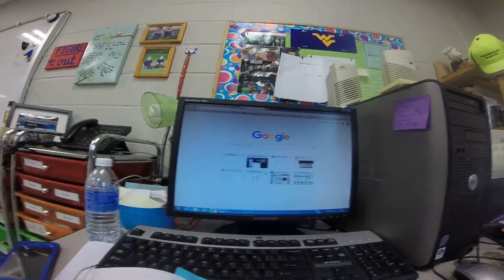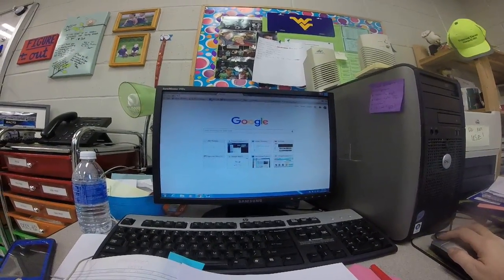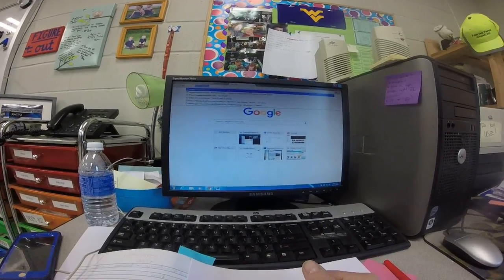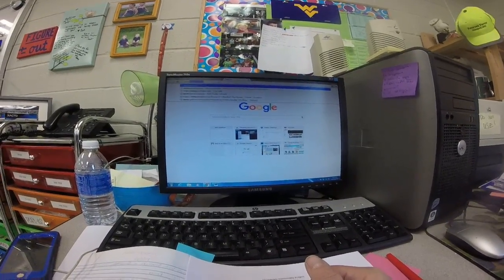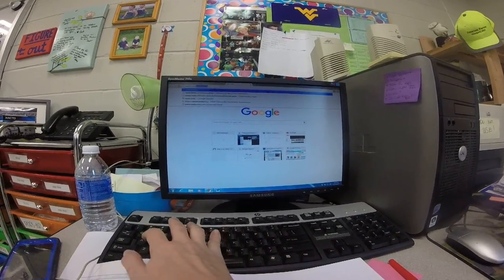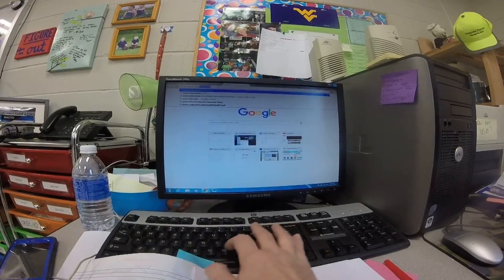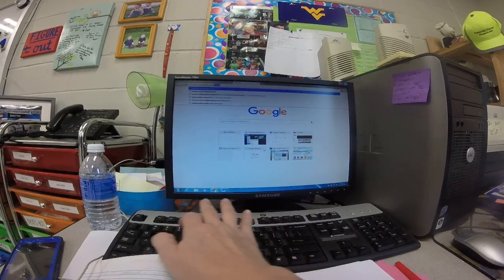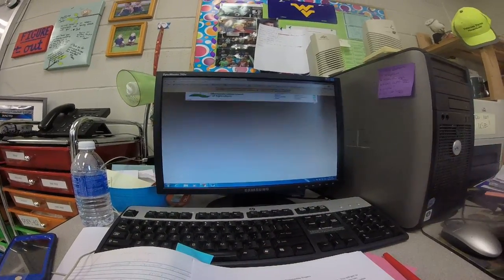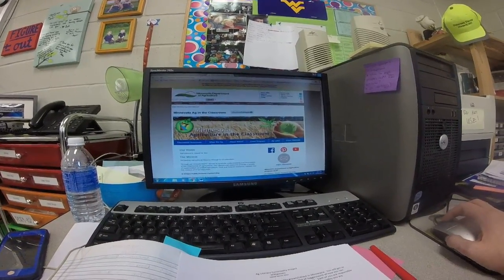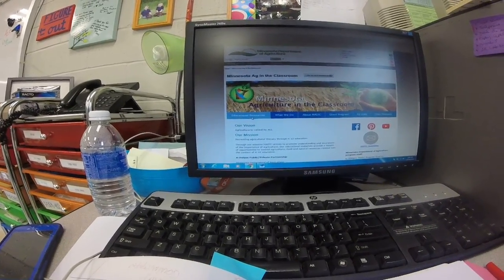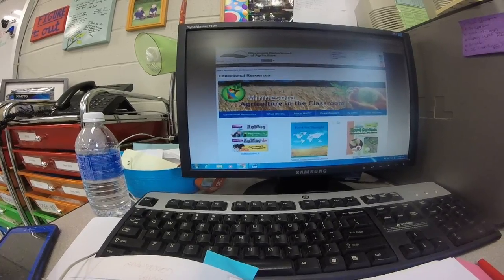This is my computer screen. Yay, computer screen. And I am going to type in a web page, and this web page is also listed on the board in the computer lab. It is www.mda.state.mn.us/kids. This is the Minnesota Department of Agriculture website. And on the Minnesota Department of Agriculture website, there's a tab right here that says Educational Resources. You're going to click on that Educational Resources.